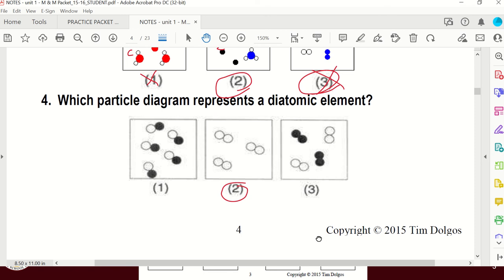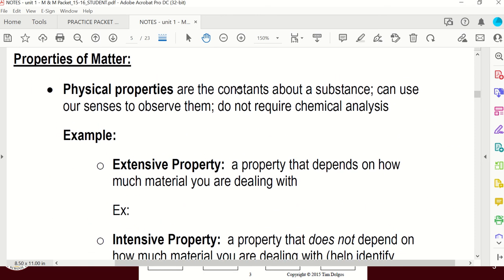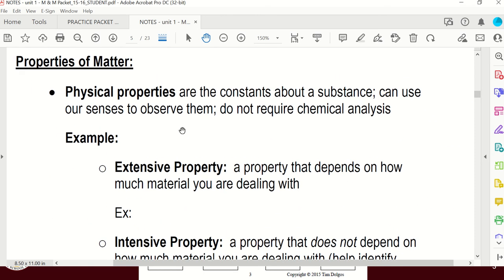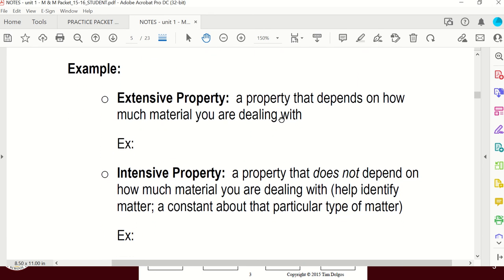All right, let's move on to some more practice ones, and understanding properties of matter. All right, physical properties are constants about the substance, so you can use your senses to observe them. You don't need to do any special chemical stuff to them. So extensive properties are properties that, well, I should say, they depend on how much material you're dealing with. So if you look at how much heat a rock left in the sun will give off at night, well, it depends on how much of it you have.